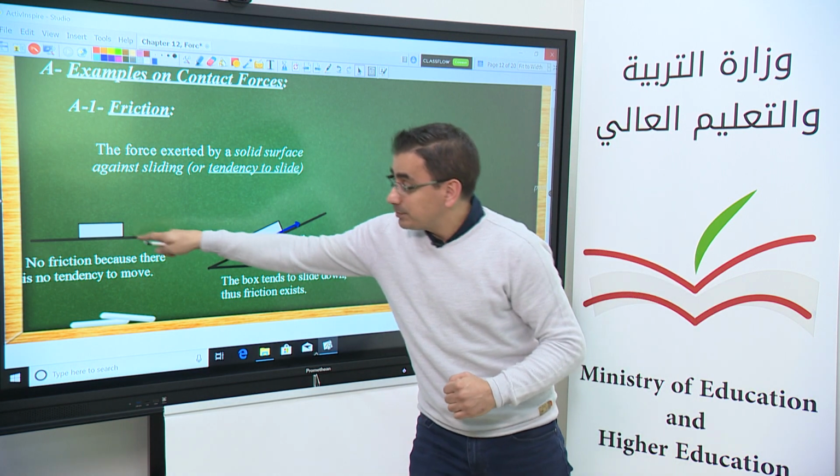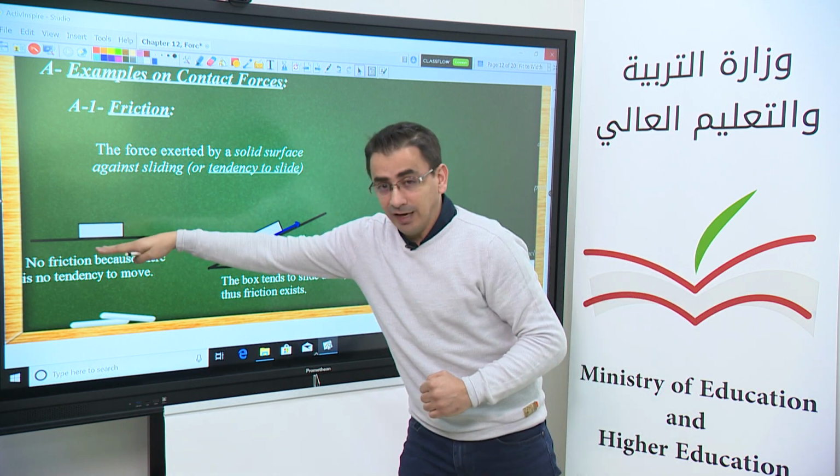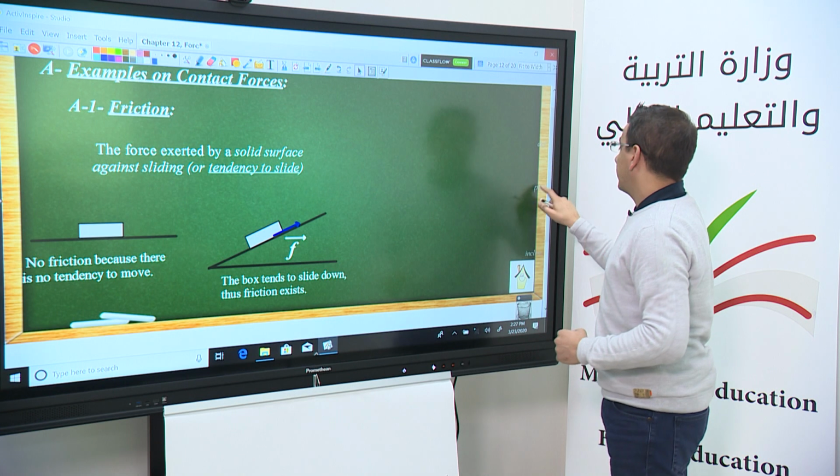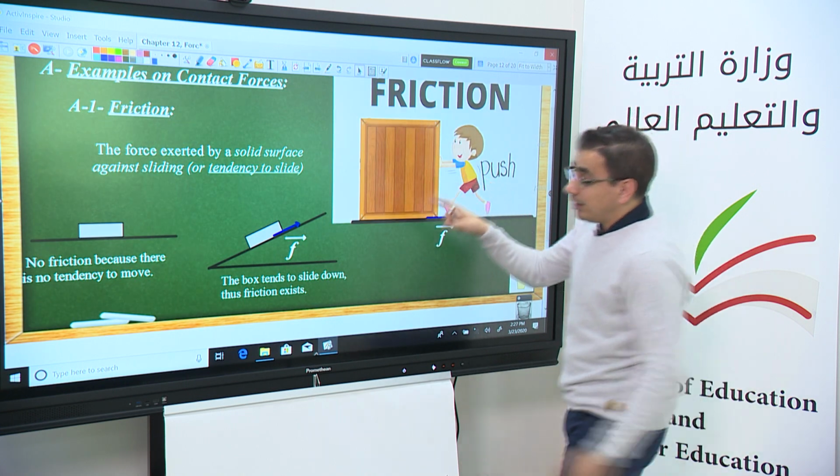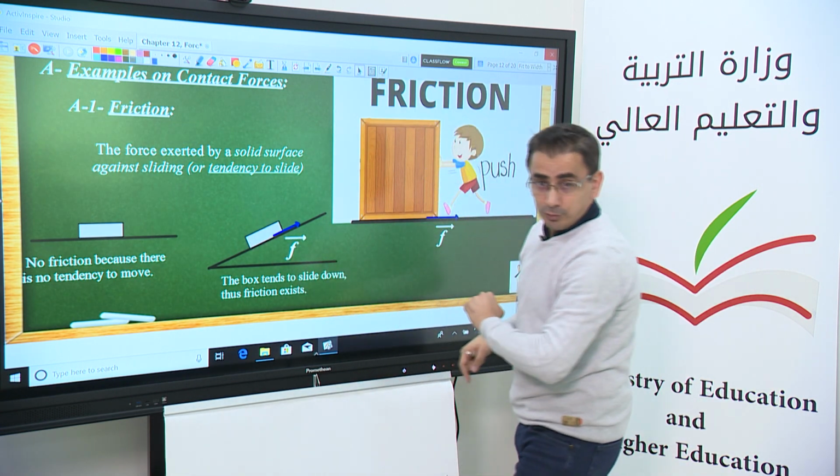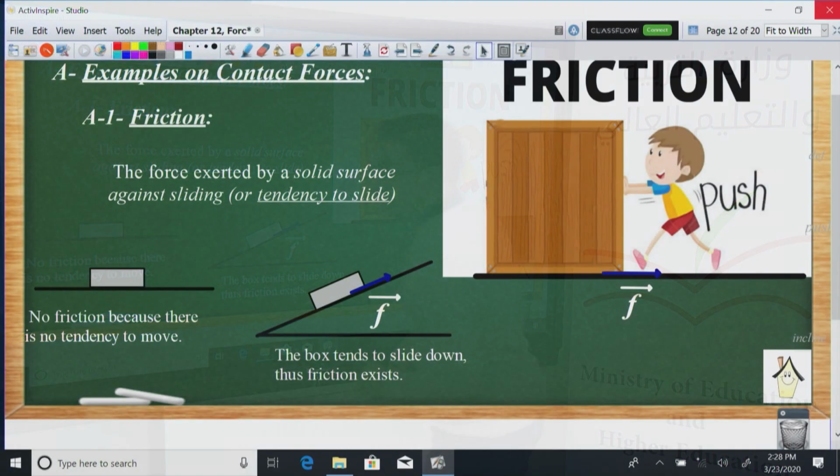If the box is placed on a horizontal path, just like the boy here with the box, but without anyone pushing or pulling, there will be no friction because there is no tendency to move. The box will not move. So why would there be friction? Friction always acts against sliding, against the tendency to move.